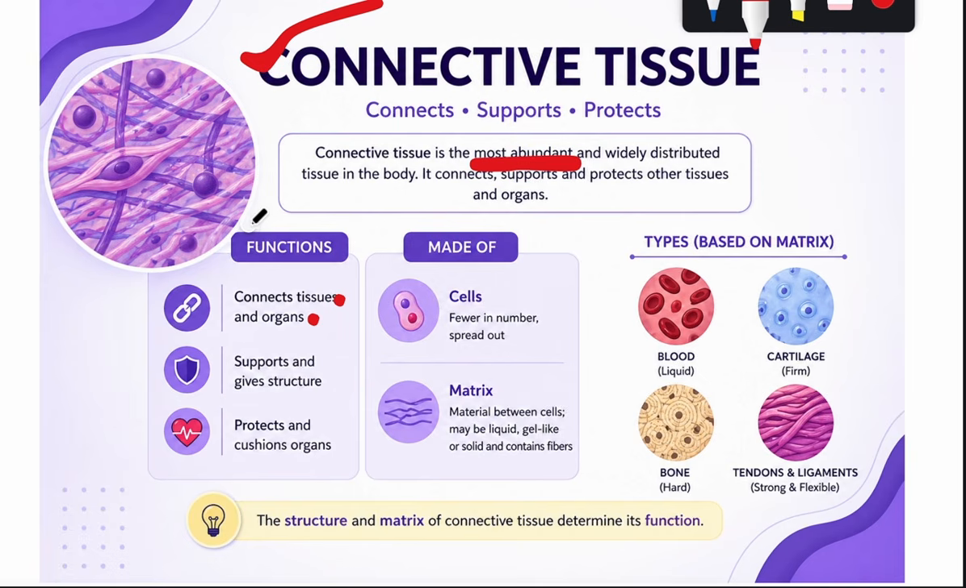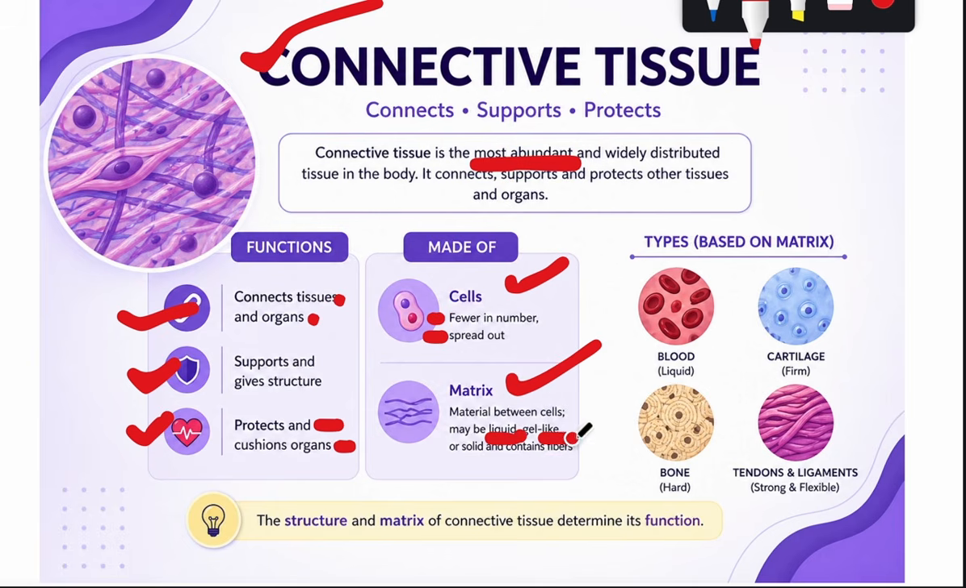So it is like a glue, and it supports and gives structure, like bones and cartilages, and protects and cushions the organs. And then it's made up of what? Cells. They are less in number, but they spread out everywhere. And then there is a matrix between cells. It can be liquid, gel, or solid, and contain fibers.